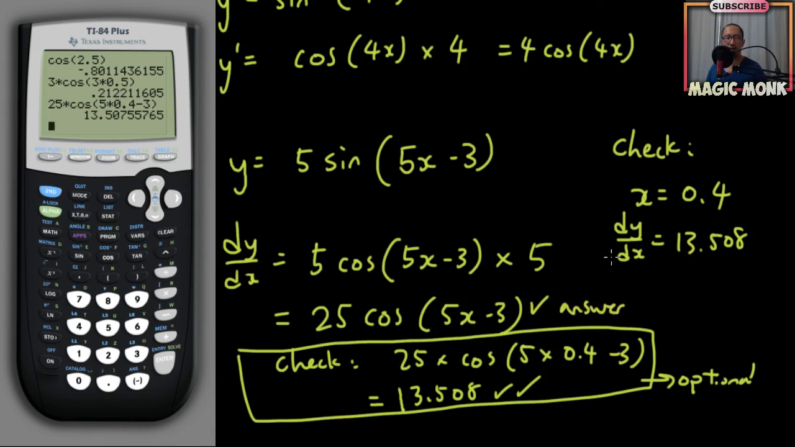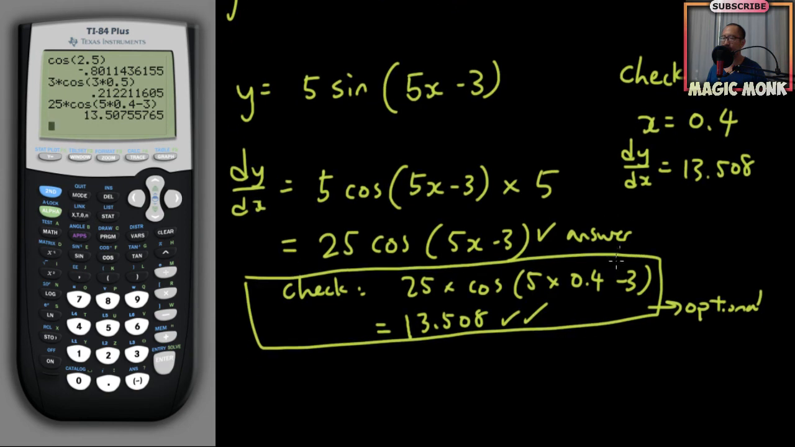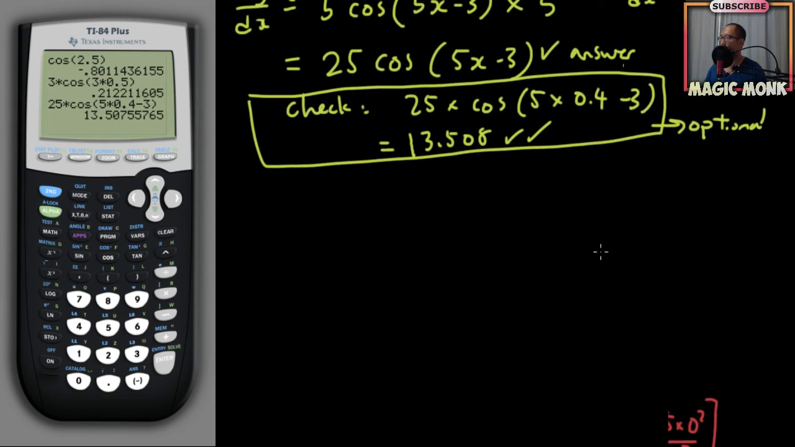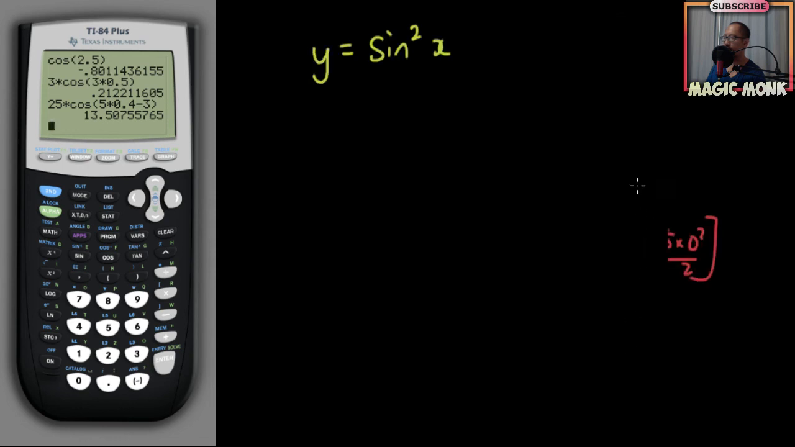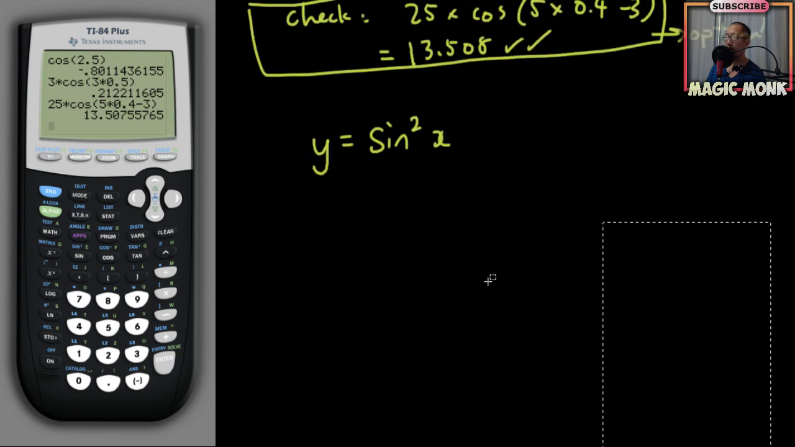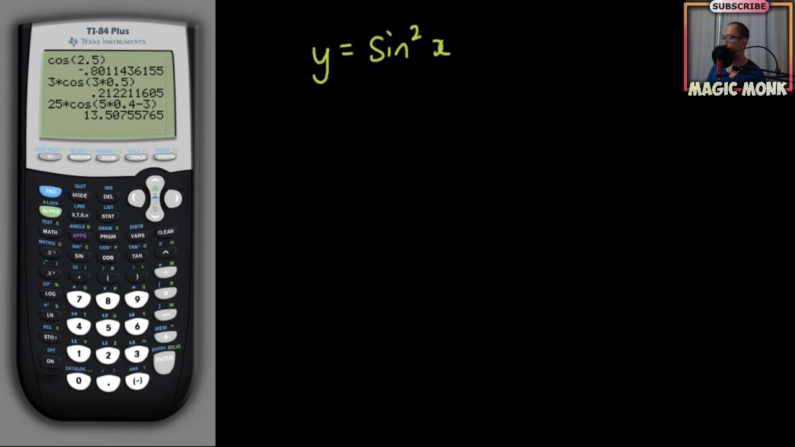Okay, so what should we do now? Let's do an even harder equation. Okay, let's put in something crazy. Let's put in y equals sine squared x. Y equals sine squared x. Where's all this random stuff coming from? Let me just delete all that. Okay, so how do we differentiate that one? Any ideas?